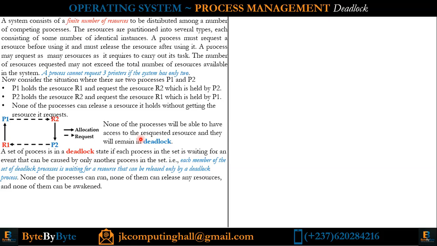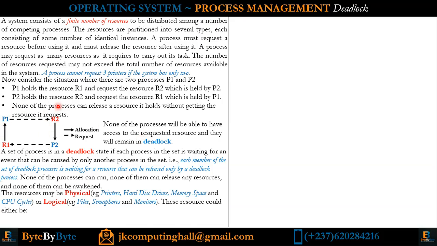So for a set of processes to be in deadlock, each of the processes in the set must be waiting for an event that can be caused only by another process of the same set. That is, each member of the set of deadlocked processes is waiting for a resource that can be released only by a deadlocked process. None of the processes can run, none of them can release any resources, and none of them can be awakened. That's what we call deadlock, as you can see in this cycle.